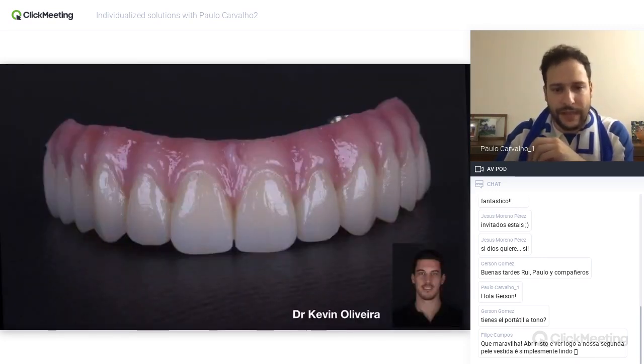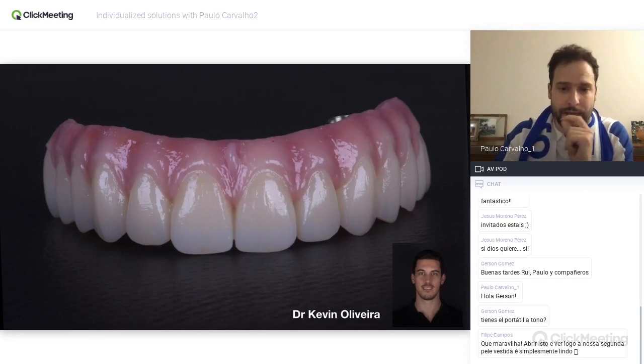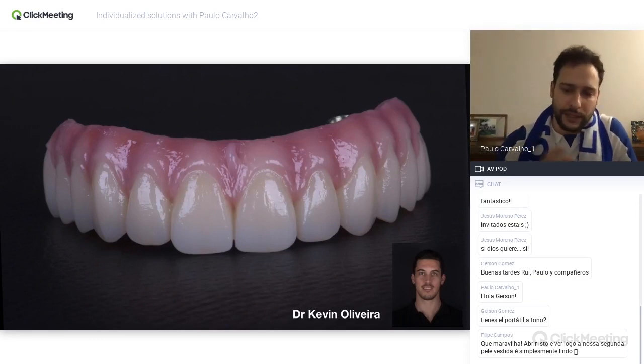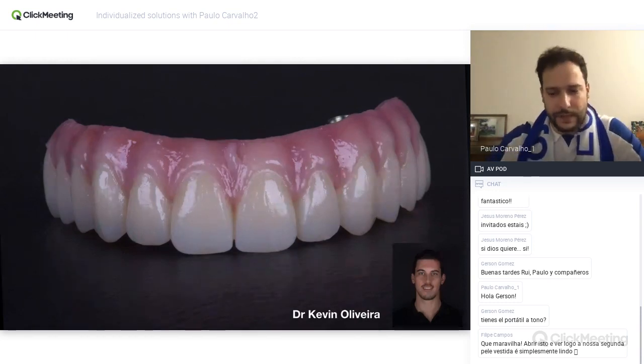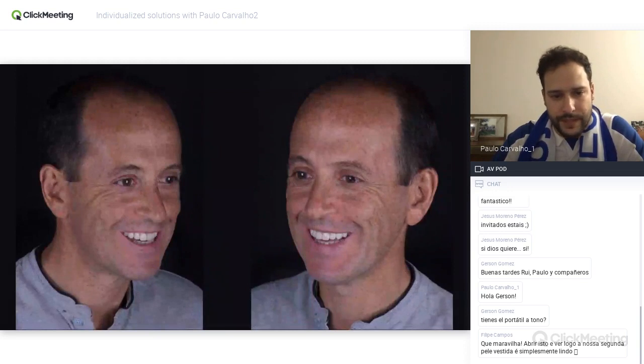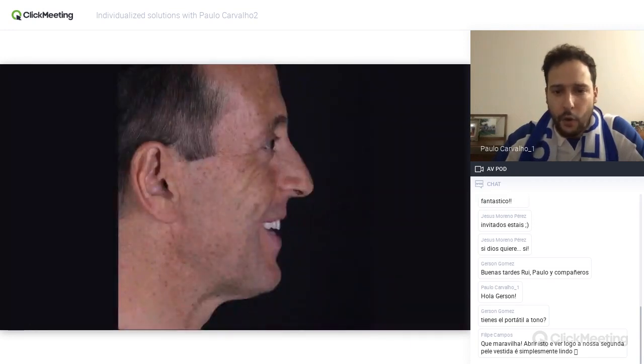And this is the definitive restoration in zirconia. These restorative steps were made by my colleague, Kevin Oliveira, who works with me in prosthodontics. And this is the final smile of the patient with the zirconia bridge. You can see how it changed completely, not only the smile, but the whole face of the patient.